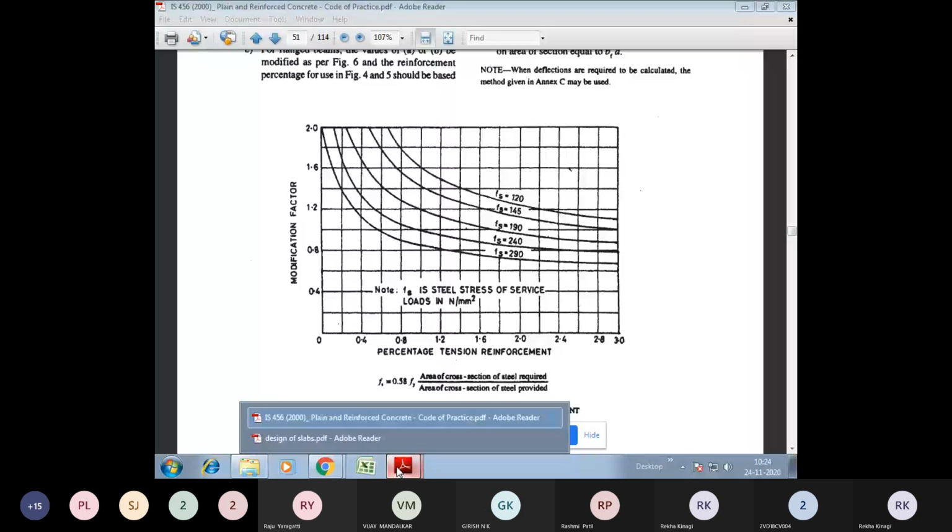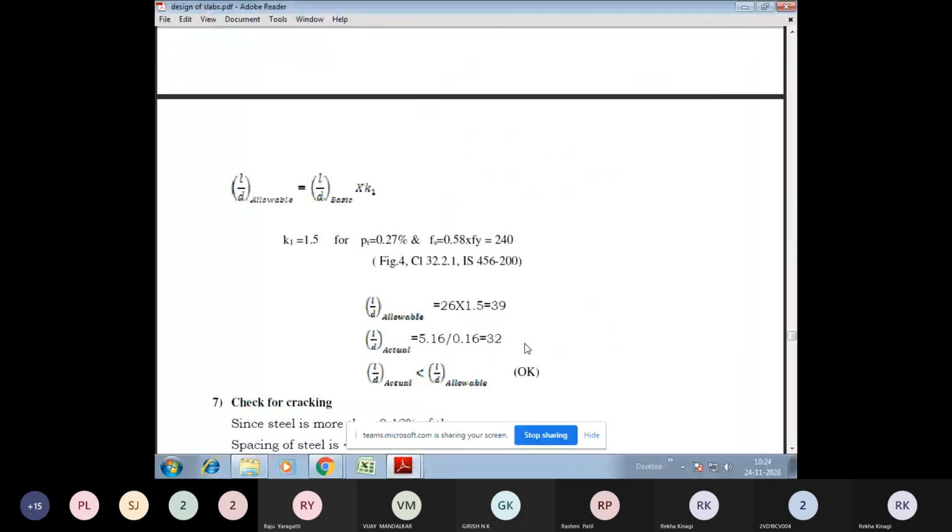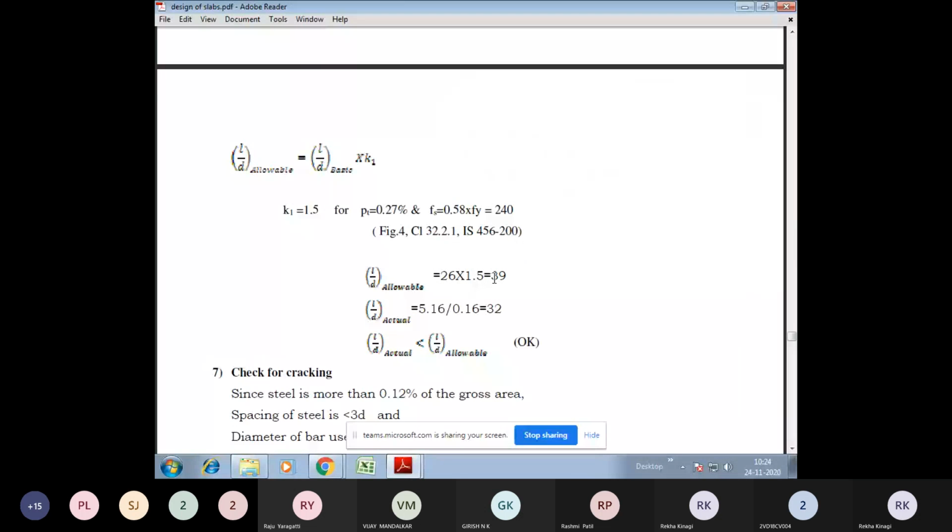And we can just find out what is the allowable value. Here the allowable value is 39 and the actual value is 32. So hence what we can say is actual L by D is less than allowable L by D. Hence the design is safe. So with this, the calculation part for the design of two-way slab ends.